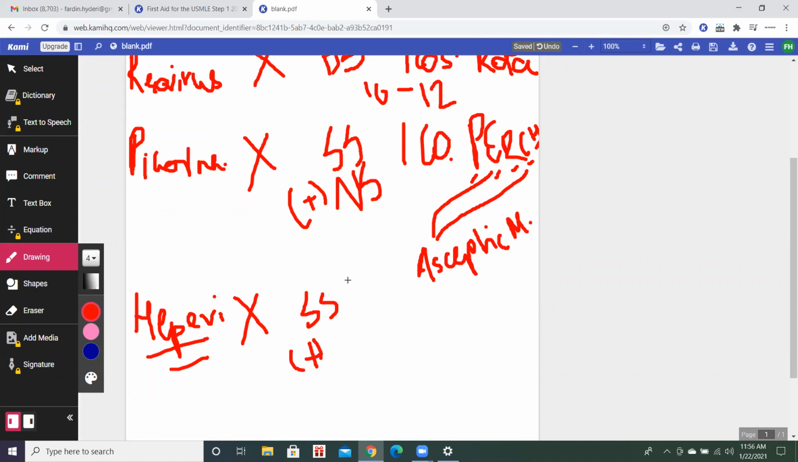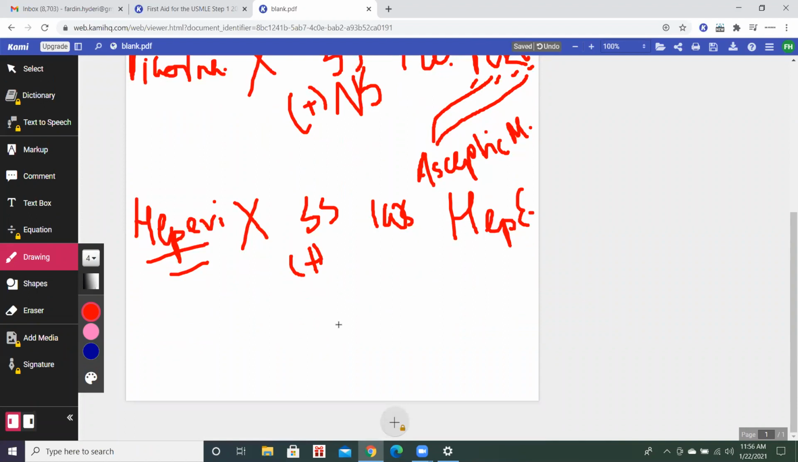Next one is over here. Is it icosahedral or not icosahedral? Icosahedral. Next one is Hep E virus, which will cause hepatitis E. We need to discuss hepatitis E in a more detailed manner. We'll talk about hepatitis virus as a whole later, but Hep E virus is responsible for causing hepatitis E.